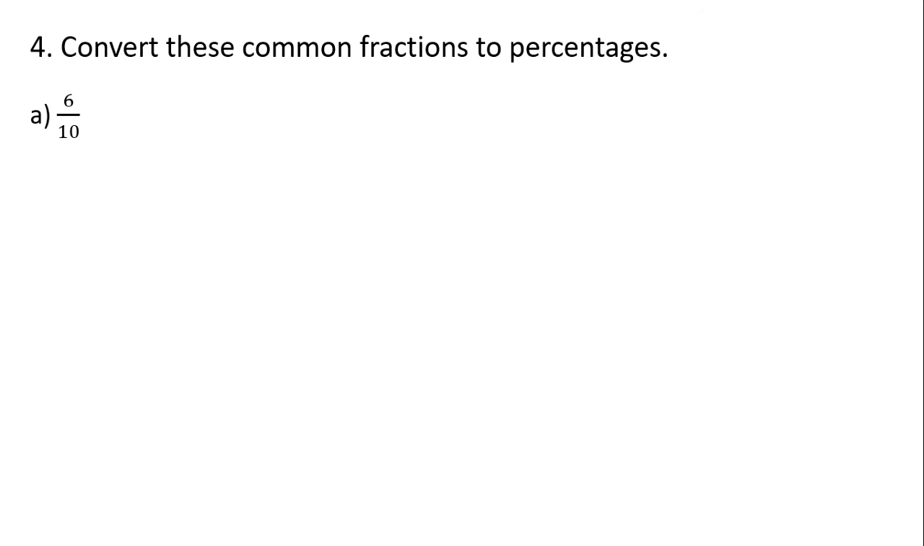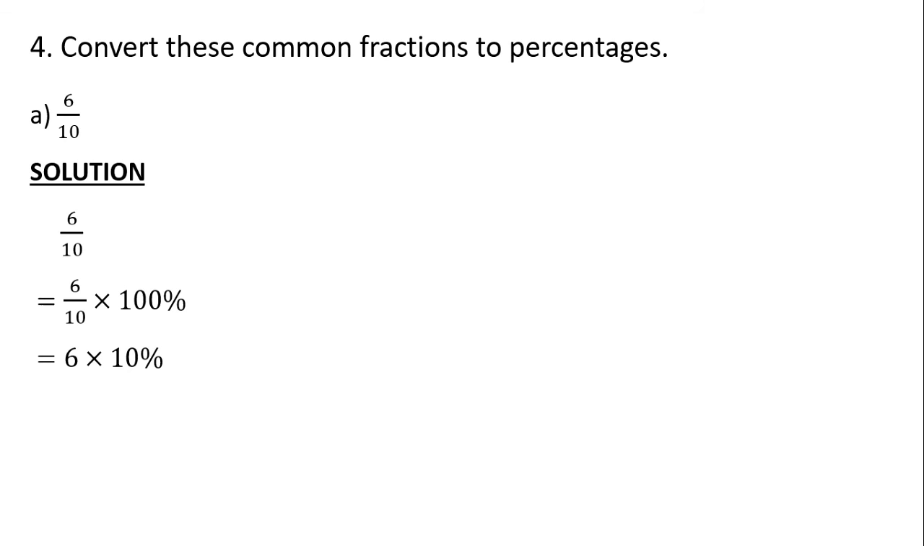Or you can go direct and say 6 over 10 multiplied by 100%. So 6 over 10 by 100% will give us 6 times 10%, which is the same as 60%.